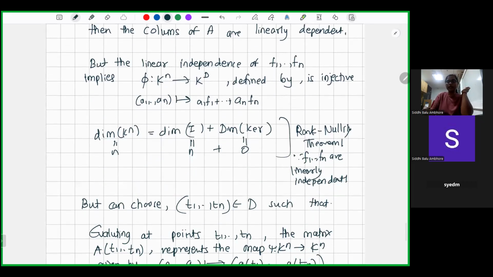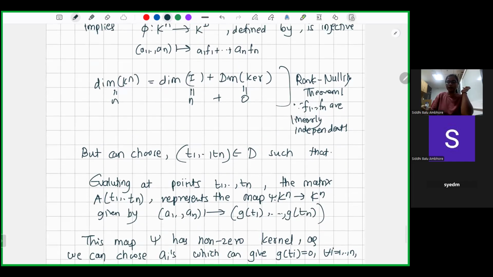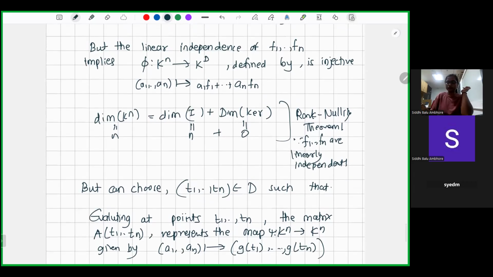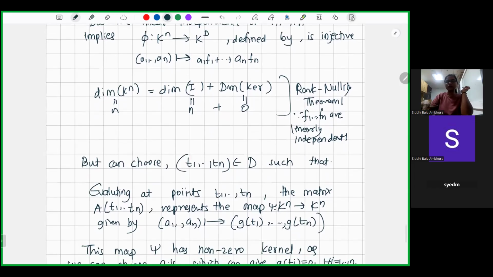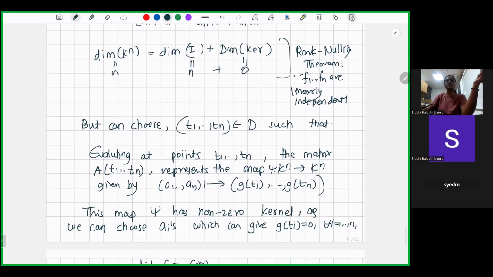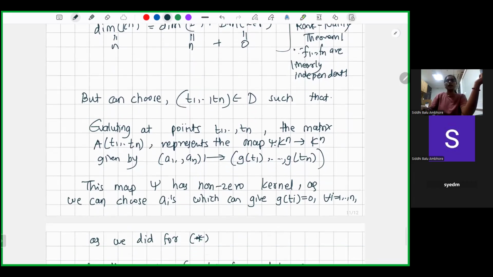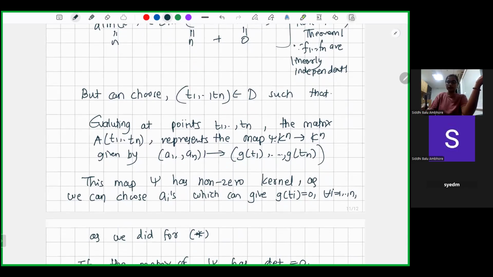Then this map P from K^n to D^n, we don't care whether it has non-zero kernel or not. But what we do is, I mean, it has non-zero kernel. So what we can do is we can choose this T1 to Tn, and then we define this map psi from K^n to K^n, that is evaluation: A1 to An going to G(T1 to Tn). G has coefficients A1 to An. So I hope you understand how this map here is defined.